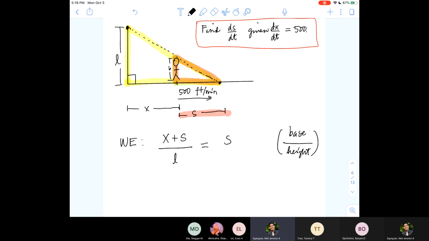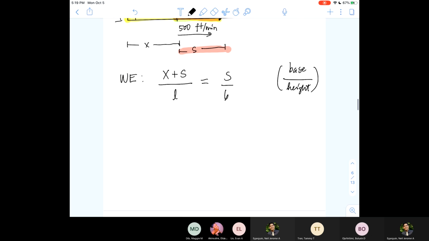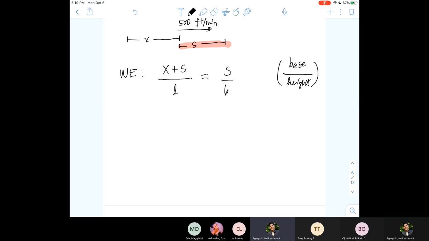And what is the height? The height is 6 feet. And then let me just rewrite it in another way. I'll multiply both sides by 6L just to get rid of the denominators. So we'll have 6x plus 6s equals SL.